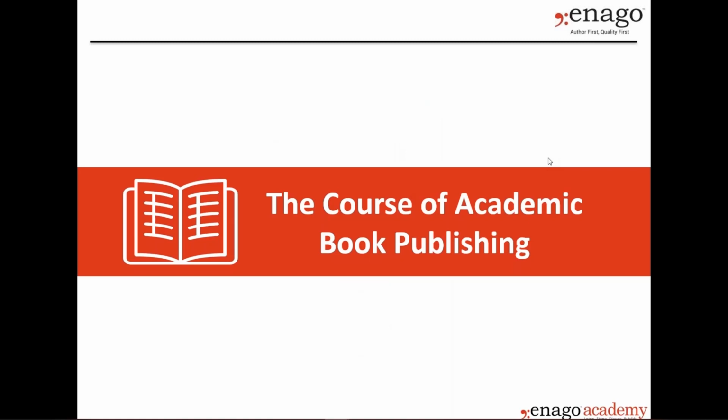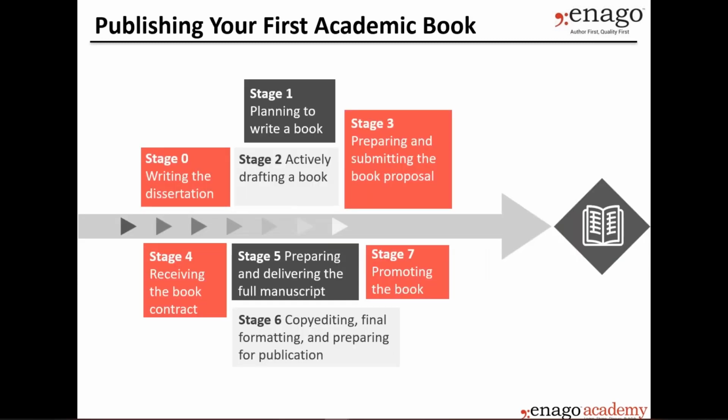So then let's speak shortly about the course of academic book publishing. First we have stage 1, which is planning to write a book. But before that, in what is here written as stage 0, this book might be based on a dissertation. That's why it's stage 0, but many books are not necessarily based on a dissertation. So after the dissertation, maybe you revise it and plan your book, or you write a book that is not necessarily related to your dissertation.